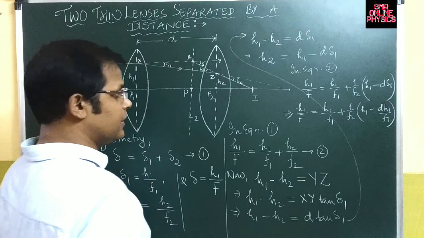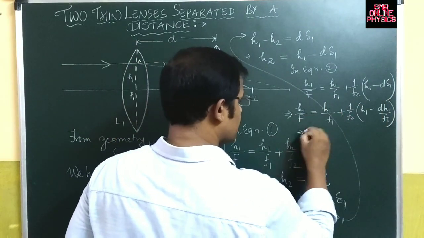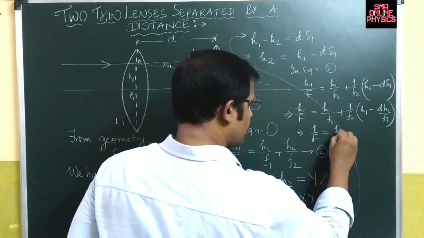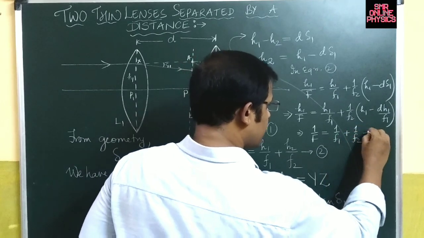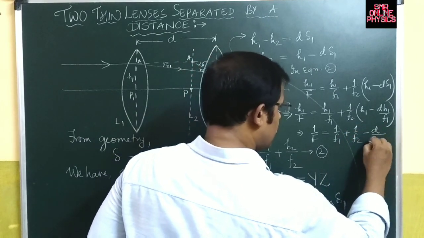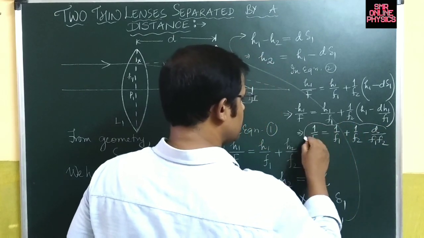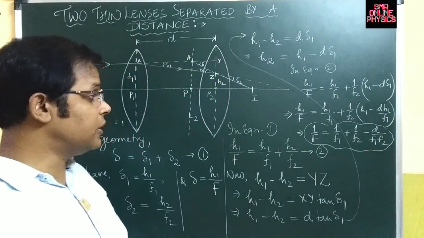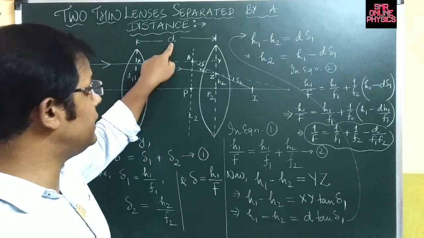Okay, everything is looking clear. h1, h1, h1, h1, all vanish. So what remains? 1 by capital F equals 1 by f1 plus 1 by f2 minus d by f1 f2. So this becomes your equivalent focal length of the two lenses separated by a distance of d.